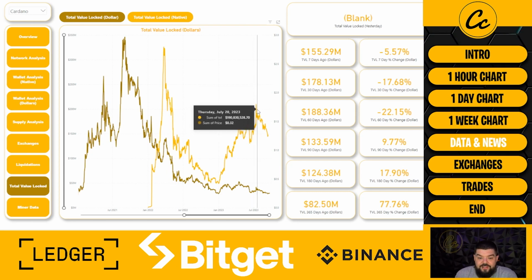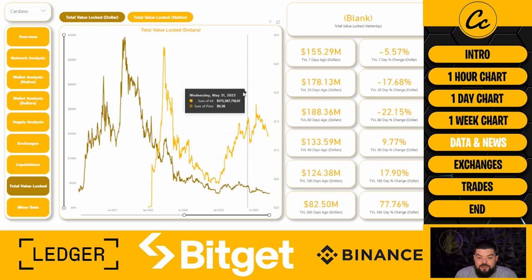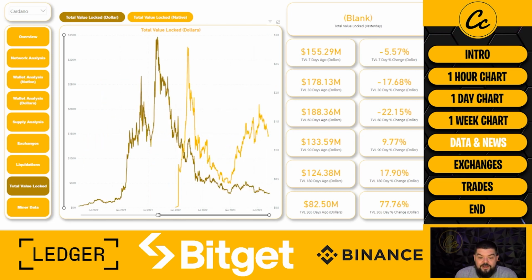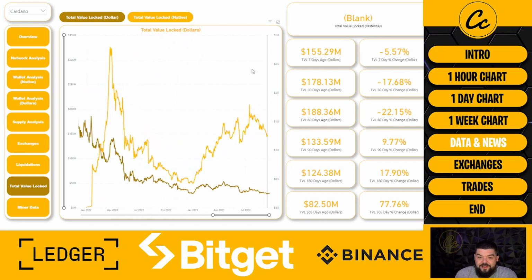We can see the light yellow line is the sum of the total value locked, and the price is the darker yellow line here. I do expect us to push back up here for ADA. I'm not worried about these stats whatsoever. I think we're going to see this spike up massively in the coming months.